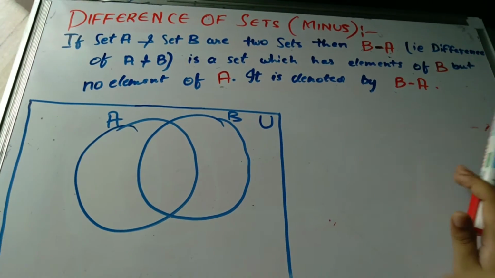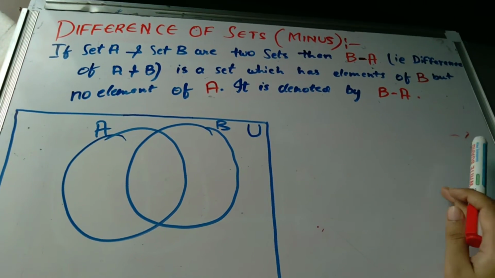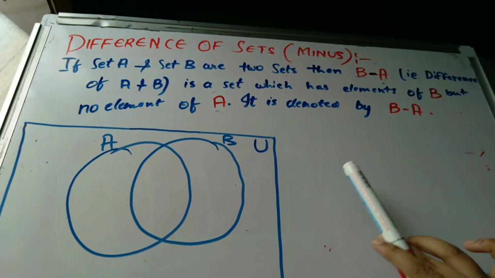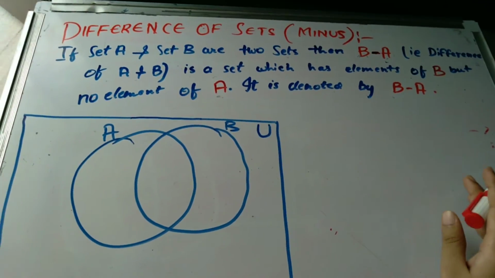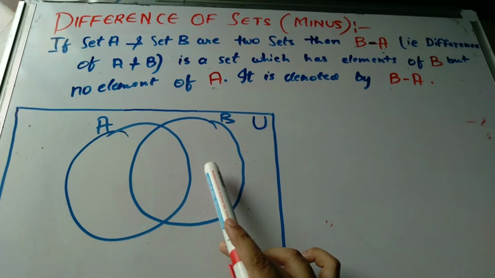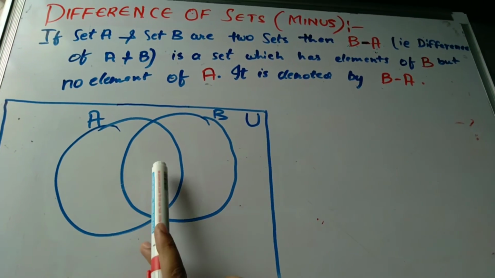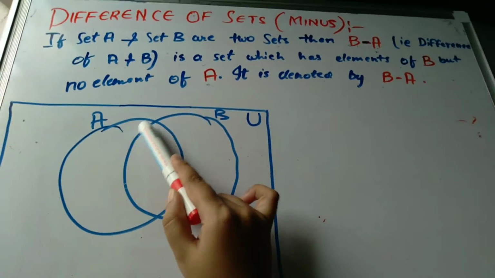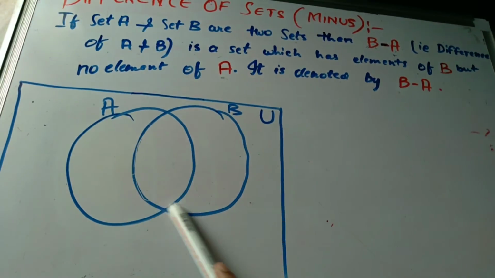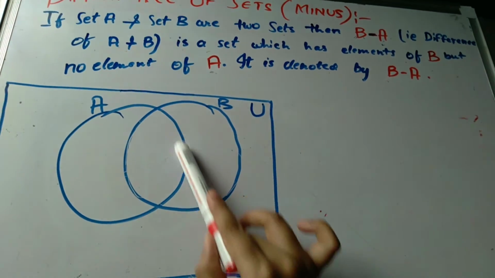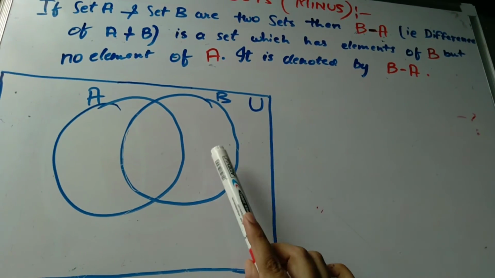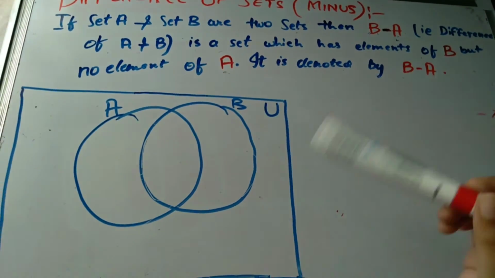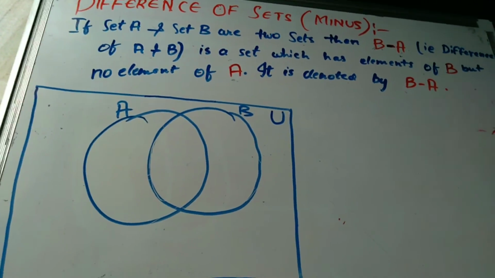If set A and set B are two sets, B minus A is a set which has elements of B but not of A, which will have elements of B but not the elements of A. We have to remove all the elements of A from B. That is this part. B is a set and we have to take out all the elements of A from B such that only B must be left. We denote it by B minus A. So what is B minus A here?